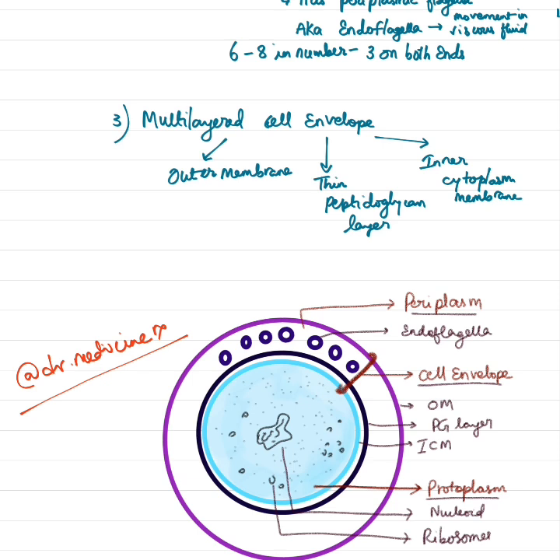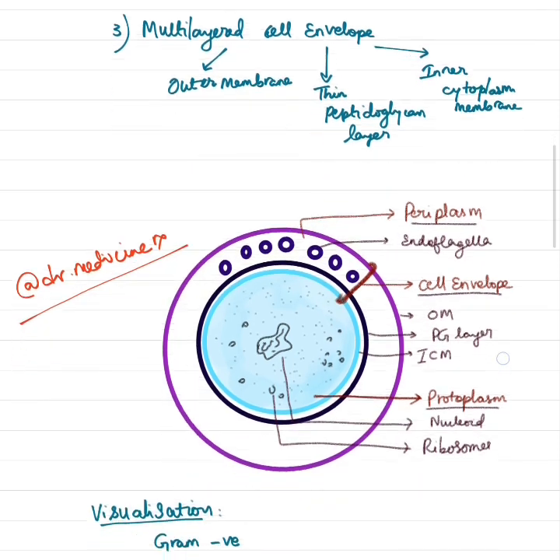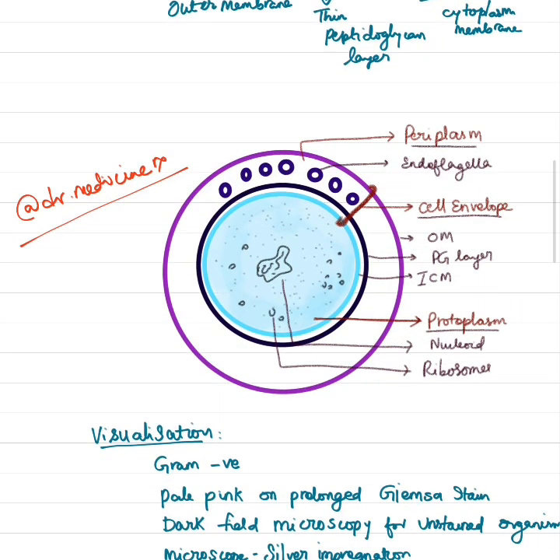In the sketch below, the purple colored is the outer membrane, the black colored ring is the peptidoglycan layer, and the blue colored ring is the inner cell membrane. All these three together are called the cell envelope, and between the outer membrane and the inner membrane containing the peptidoglycan layer is the periplasmic space, and the tiny circles are the endoflagellae, and the bluish center is the protoplasm. It has nucleoid and ribosomes.